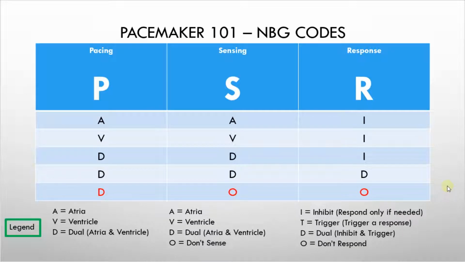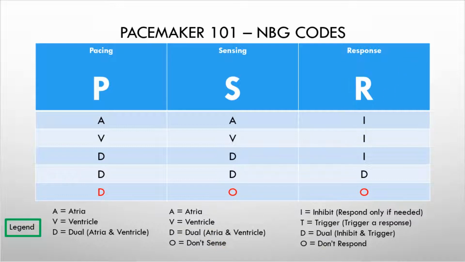Now let's talk about our NBG codes. It's denoted by three letters. The first letter is for pacing, the second letter is for sensing, and the third letter is for the response to the sensing. The letters for pacing, as you can see in the legend, are A, V, D: A for atria, V for ventricle, D for dual, meaning atria and ventricle. The sensing is the same: atria, ventricular, dual, and then we have the O. O just means don't sense. One way you can remember is O, zero, do nothing.